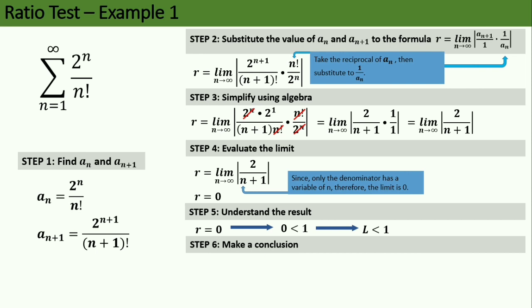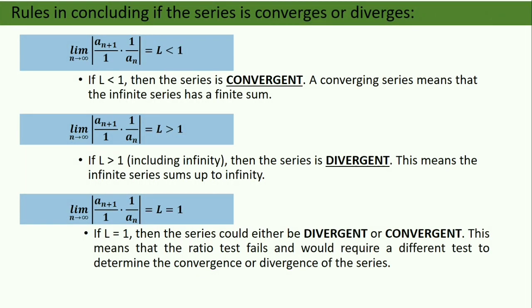So let's go back sa conclusion. Let's go back to the rules in concluding if the series is convergent or divergent. Since our limit is less than 1, therefore we can use this first rule. If L is less than 1, then the series is convergent. A converging series means that the series has a finite sum.